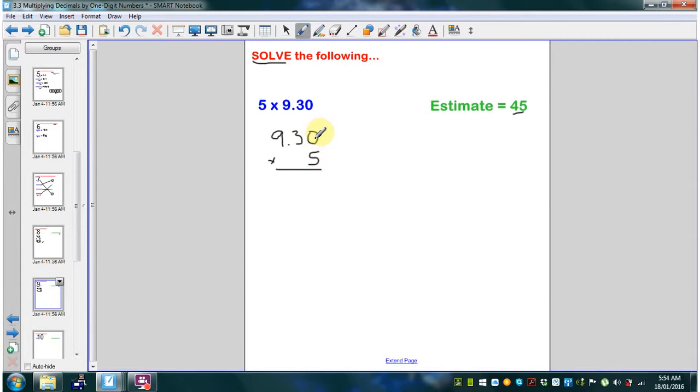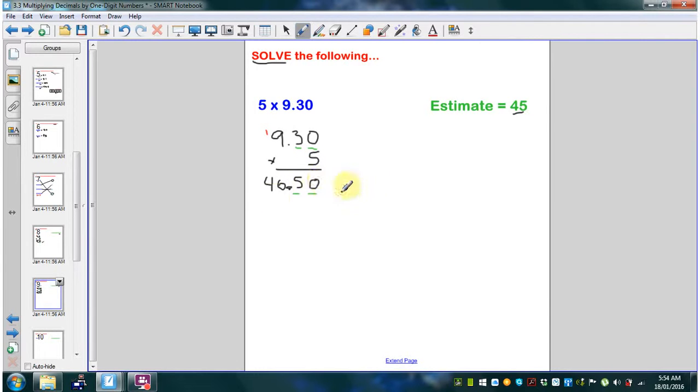So now, 0 times 5 is 0. 3 times 5 is 15. Carry my 1. 9 times 5 is 45, plus our 1 is 46. Okay, how many digits do we have after the decimal? There's our decimal. So we have 1, 2 digits, so we need 1, 2 here. And where do we put our new decimal? In between the 6 and the 5.